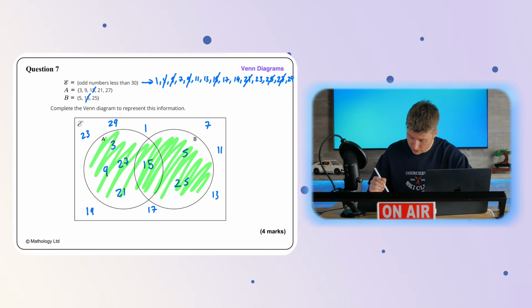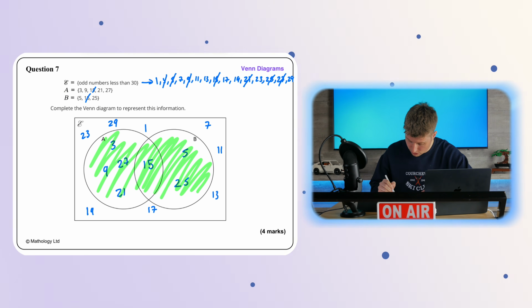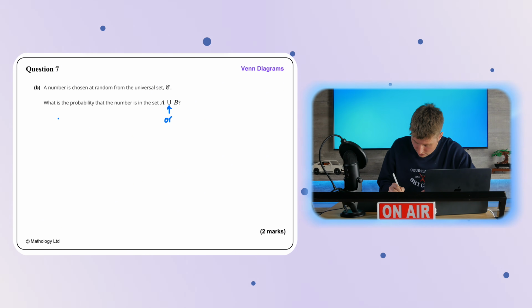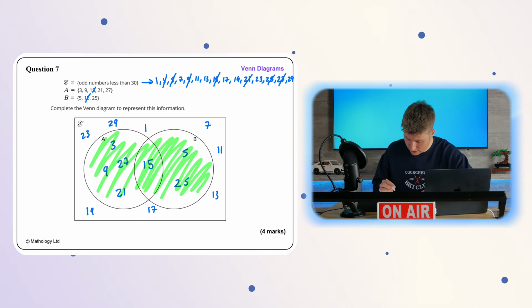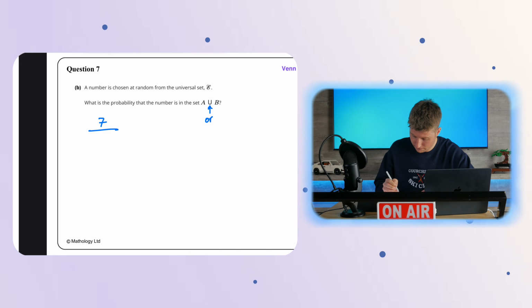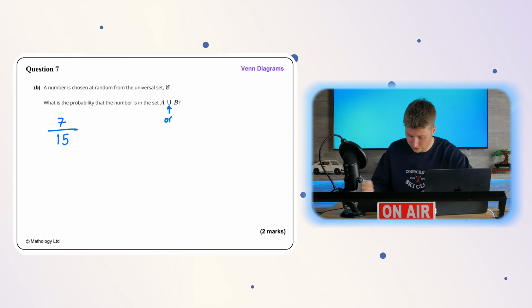So how many numbers are within the Venn diagram? We've got 1, 2, 3, 4, 5, 6, 7. We've got 7 out of a total possible 8, 9, 10, 11, 12, 13, 14, 15. So the final answer is 7 over 15.